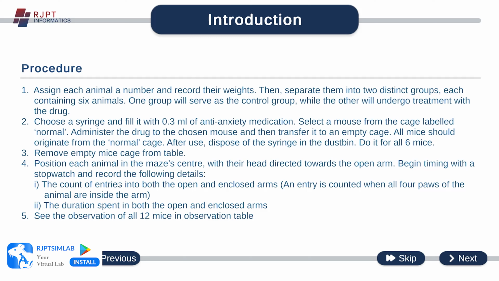The first point says that you have to count the entries in both the open and closed arms, that is, how much the mouse travels in the open arms and in the closed arms, and each entry is counted when all four paws are inside the arm. Then the second part says we have to count the duration that the mice spend in each arm, closed and open. Then we have to record all the observations for all 12 mice in the observation table.